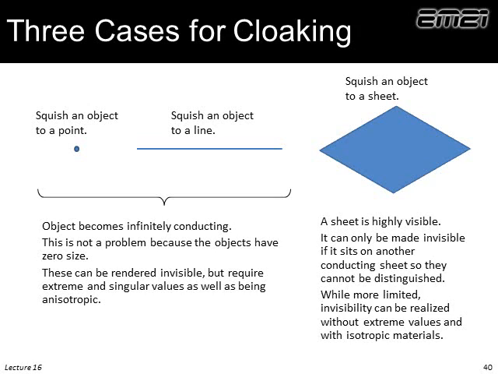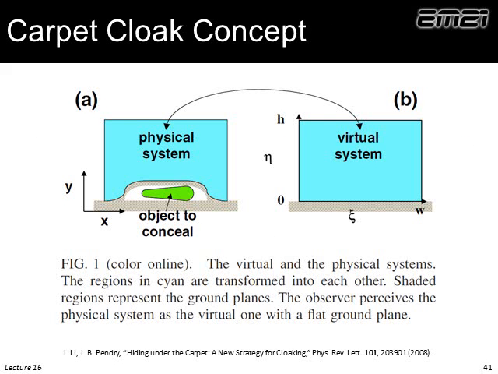There's a little bit more limited because it's a carpet cloak, it's up against a ground plane, but we can actually realize these cloaks without nearly the extreme values, and our materials can be isotropic, and in fact we can do this with dielectrics. Here's the carpet cloak concept, and throughout this section I'm really just going to be hitting the high points. I strongly suggest reading the literature for the details. I'm just going to hit the high points here.